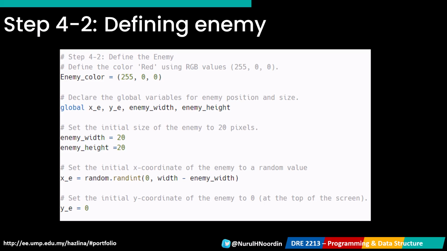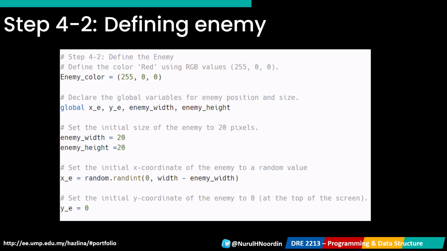Now, let's talk about the enemy's position. We use random.randint(0, width - enemy_width) to set up the initial x coordinate. This places the enemy randomly within the game width, ensuring it doesn't go beyond the screen.